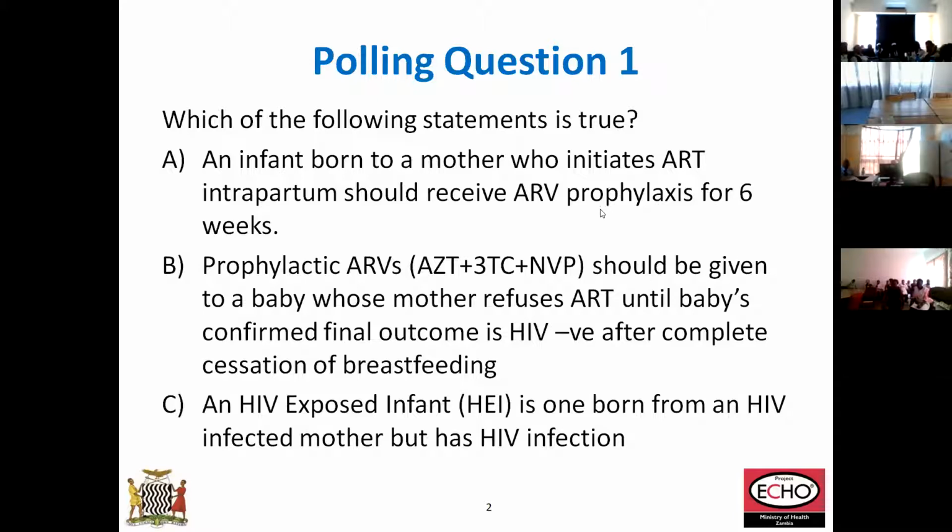The following is true concerning a baby whose mother's viral load is greater than 1,000 copies per mil after 12 weeks of infant prophylaxis and still breastfeeding. The baby is classified as high risk. Restart prophylactic ARVs until the mother is suppressed. Restart prophylactic ARVs until after complete cessation of breastfeeding, or all of the above. We can poll. 8 have so far polled.